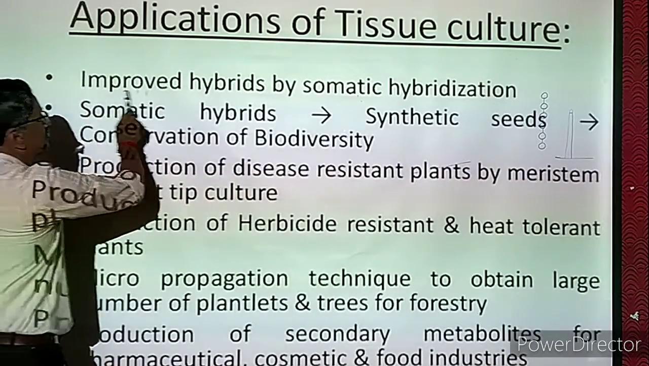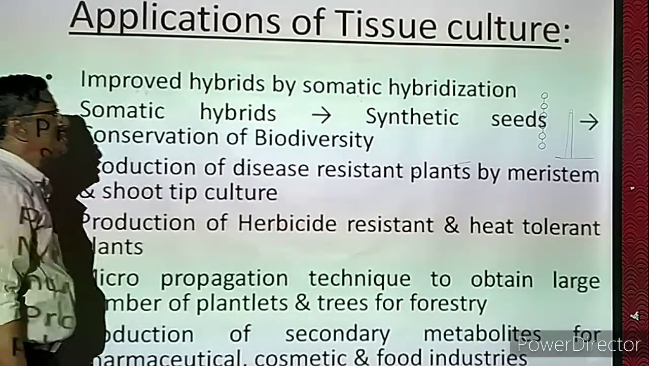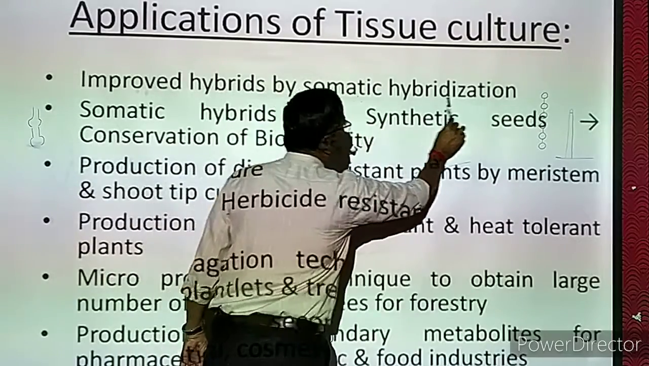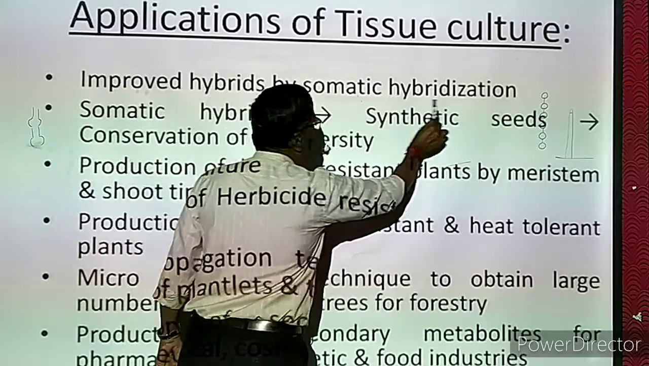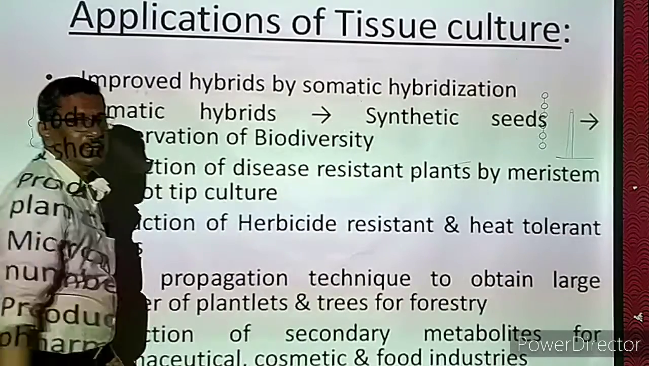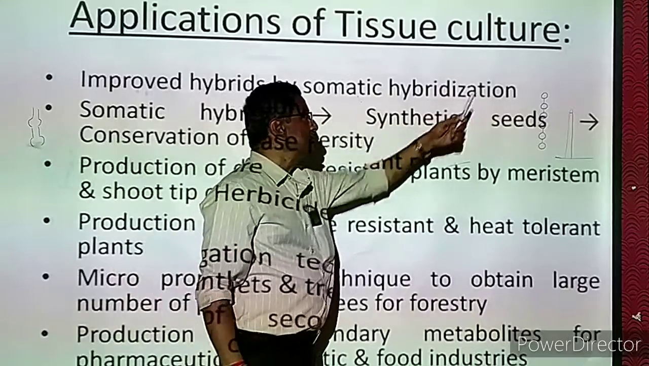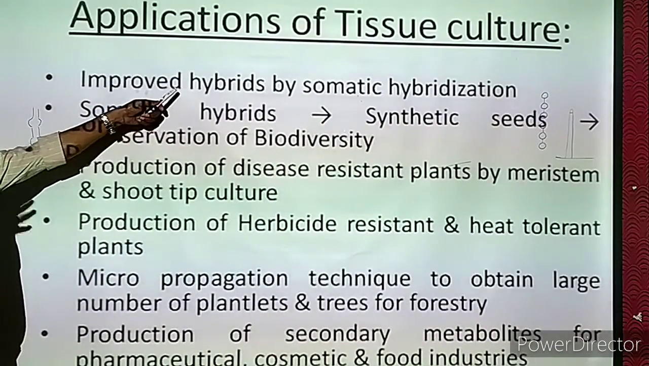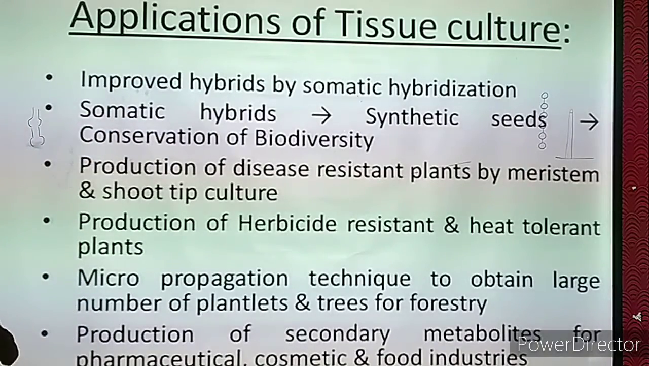First application, improved hybrids by somatic hybridization. Hybridization means production of new varieties of plants. The protoplast fusion we have taken is a hybridization technique. Protoplast fusion is also called somatic hybridization. Improved hybrids means more and more good quality hybrids will be formed by somatic hybridization.